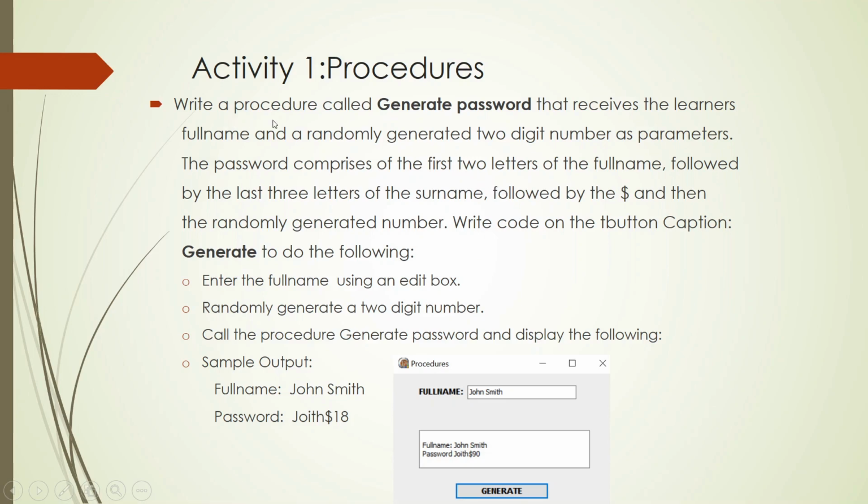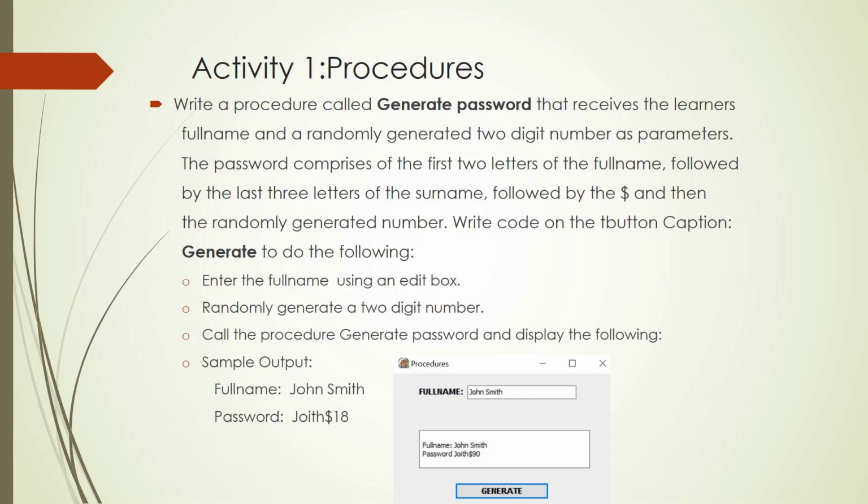So we're going to write a procedure called generate password that receives the learner's full name and a randomly generated 2-digit number as parameters. The password comprises the first 2 letters of the full name, followed by the last 3 letters of the surname, followed by the $ sign, and then by the randomly generated number.